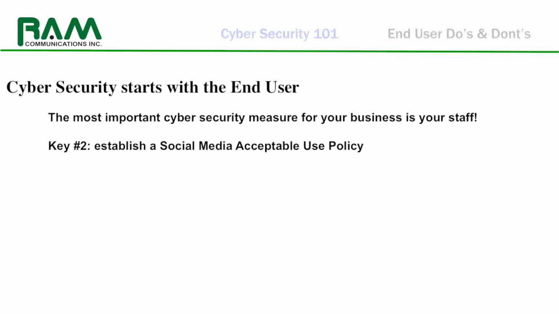My name is Rob McCoy of RAM Communications, and in this particular segment of Cybersecurity 101, we want to talk specifically about social media acceptable use policy, along with establishing an internet security policy handbook or end user policy. There's another important addition to that, and that involves social media. Really consider establishing a social media acceptable use policy. There are some things that you need to keep in mind.